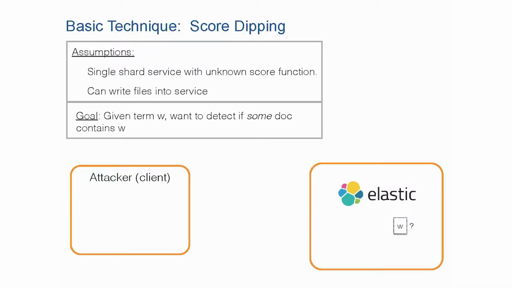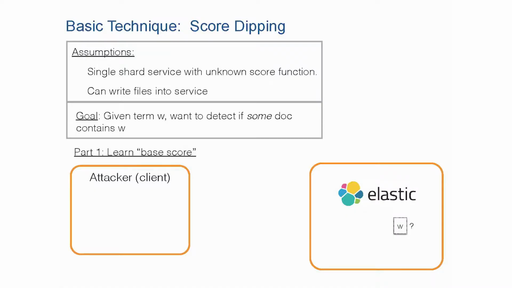Okay, so that's the overview. I have a good 10 more minutes. I'm going to discuss the principles for how we implemented this in 2 stages. First, I'm going to describe the basic simple attack that we call score dipping. Here, let's make an assumption that there's a single shard service, so we'll ignore the sharding complications. And we'll assume we can write files into the service.